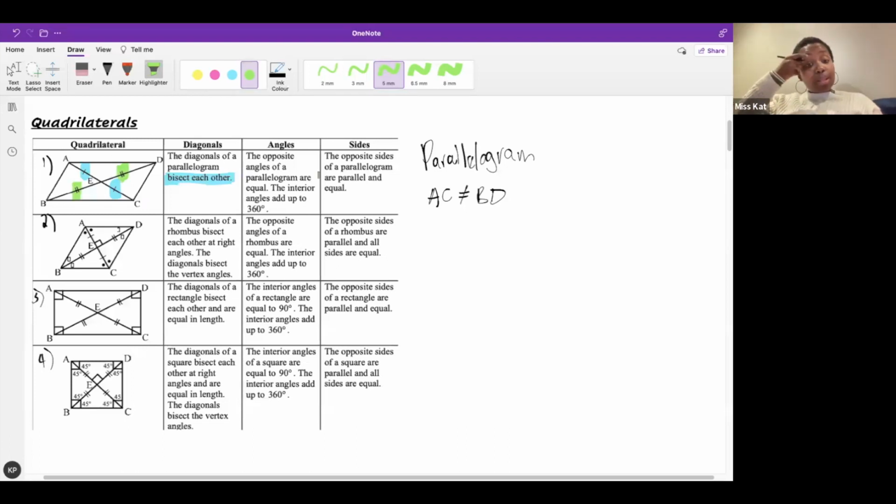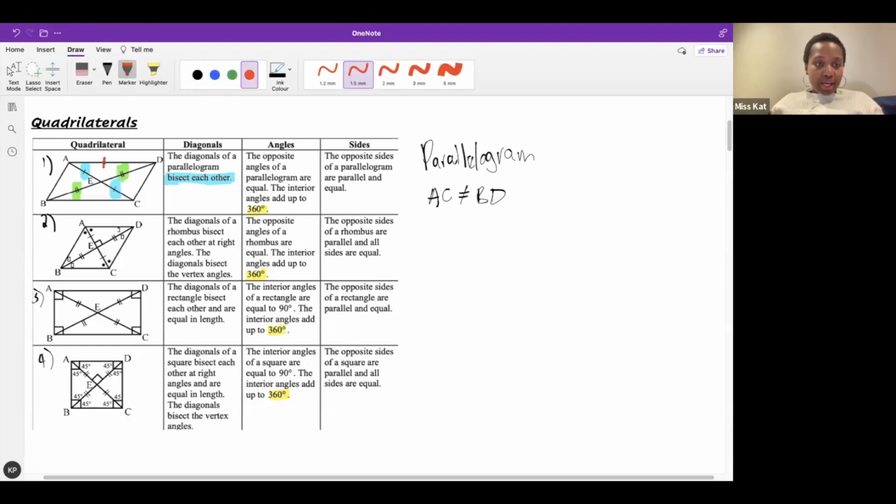Wonderful. Now let's talk about the angles, okay? First thing we need to know about all of these is that the interior angles, so the angles at the corners, all add up to 360 degrees. The same way we learned that the sum of the interior angles of a triangle add up to 180, those for a quadrilateral add up to 360 degrees. Don't forget that.